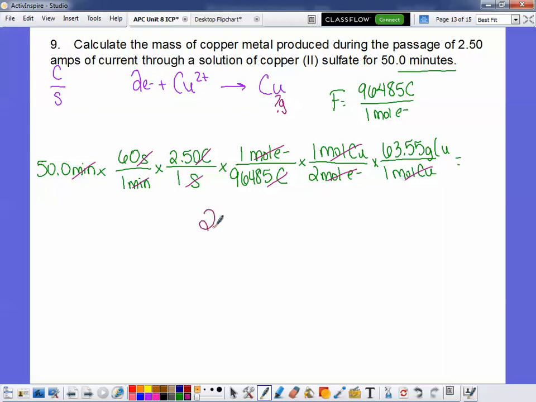2.47? 2.47 what? So that means that whatever mass of copper we had originally, we're going to gain 2.47 grams of it. So the mass will increase by that if we run that current for 50 minutes. Okay? That's what that means.